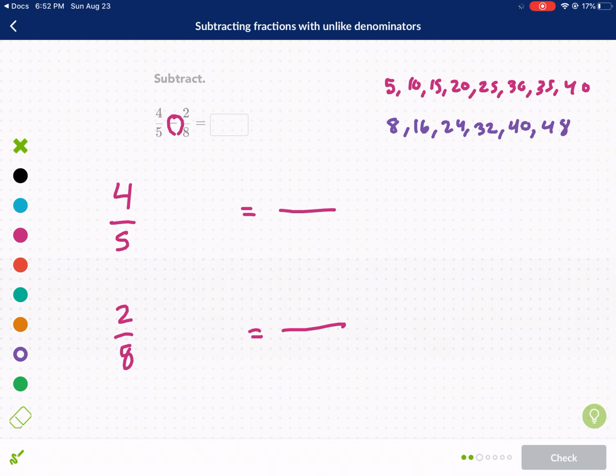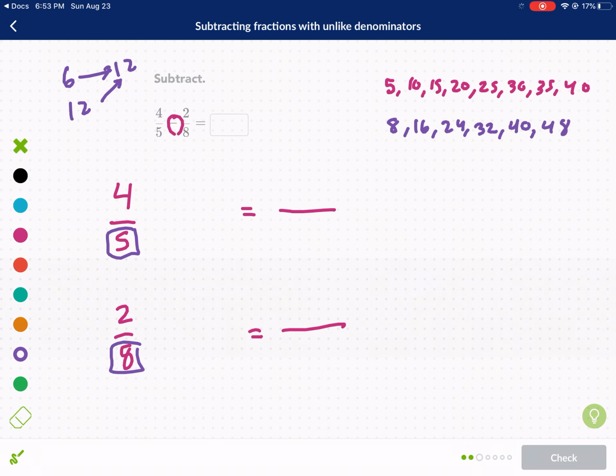Okay, what am I doing? You're like, Mr. West, I have no clue what you're doing here. You're just writing numbers down. We're trying to find numbers that 8 and 5 both fit into. In our first example, 6 and 12 both fit into 12. They're both multiples of 12. In the previous example, 2 and 3 both fit into 6. 2 times 3 equals 6. 3 times 2 equals 6. They both fit into 6.